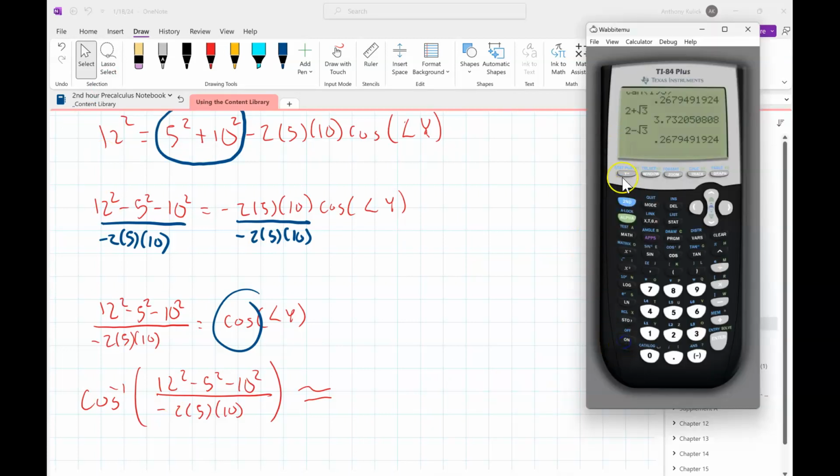All right. So cosine inverse, and then angle y equals. So I'm just typing this in exactly like it looks. Right, so that is all in. So I get 100.95.